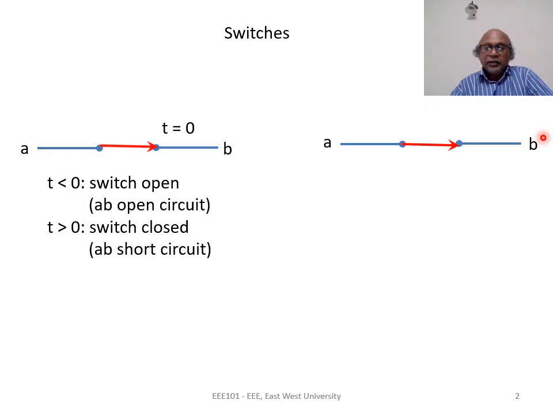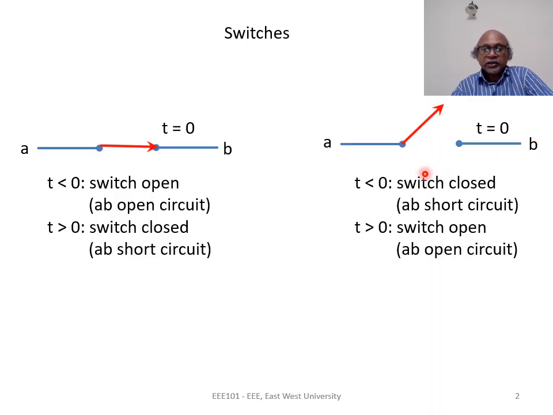Now we look at another configuration of the switch. Here the switch is closed. At t equal to 0, we operate the switch and the switch becomes open. So the two states of the switch are now different. Before the switching, or for t less than 0, the switch is closed, or AB is short circuit. After the switching, or for t greater than 0, the switch is open, or AB is open circuit.